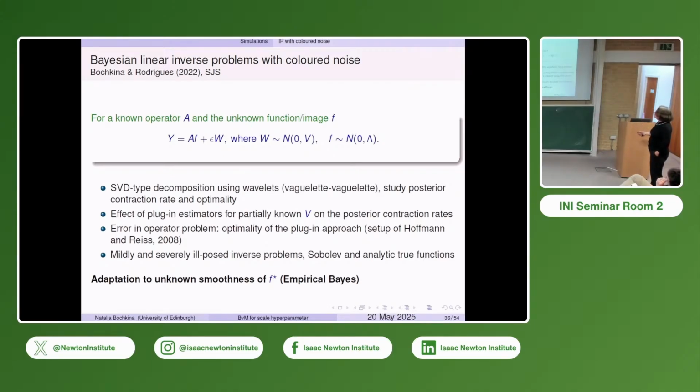We also looked at severely ill-posed problems, which I haven't talked about at all, and both Sobolev and analytic true functions, because we derived the general rate. In both cases we looked at adaptation to the unknown smoothness. For mildly ill-posed problems and Sobolev spaces, it's the same idea, and because it's all in sequence space, it all works the same way. We've also done it for severely ill-posed problems and analytic true functions. It turned out for severely ill-posed problems and Sobolev true functions, it just adapts. You don't even need to do much.